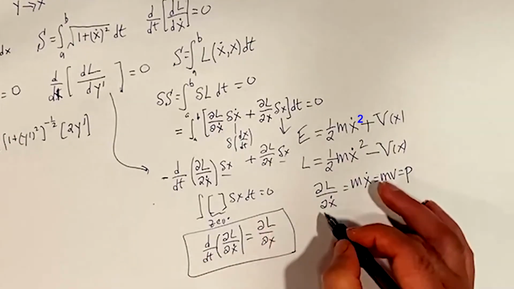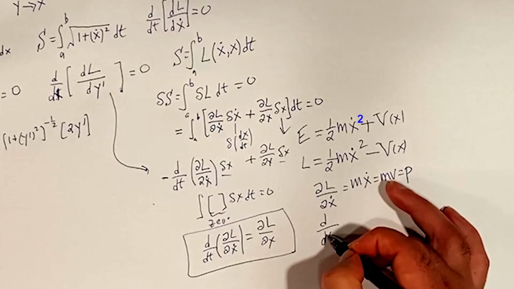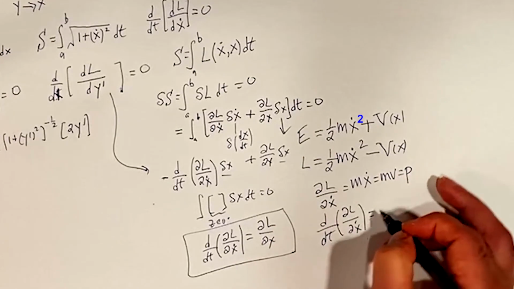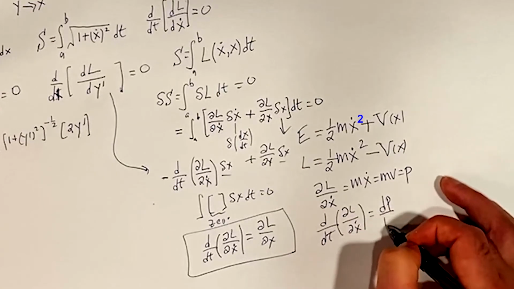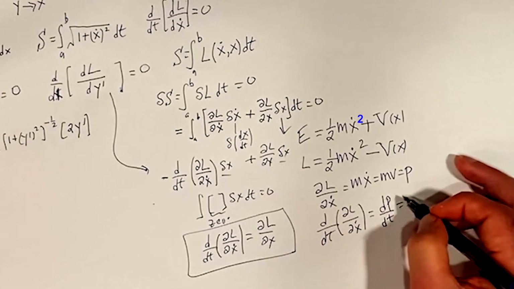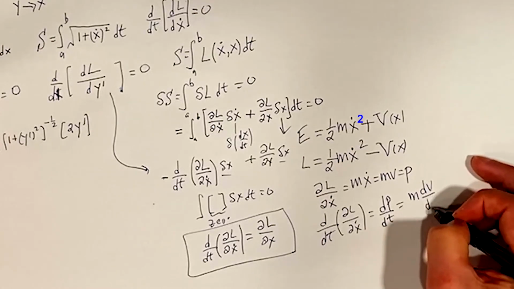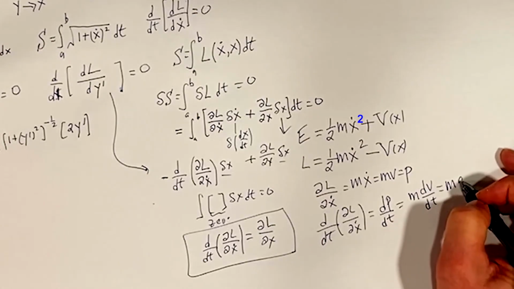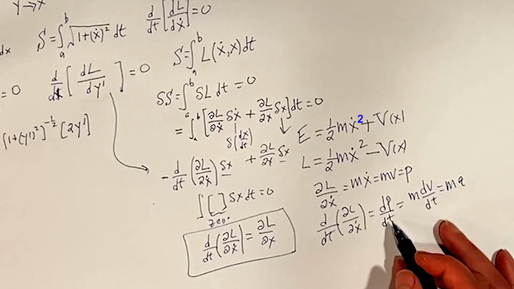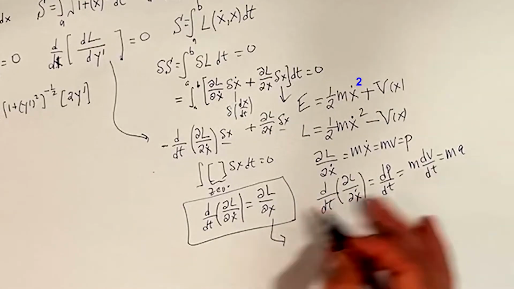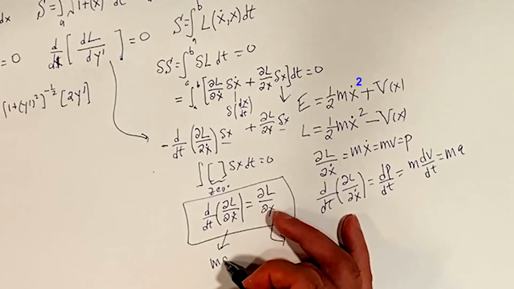And then if you take the derivative on this thing, you get the derivative of the momentum with respect to time. And if the mass is constant, no rocket problems, then you have the derivative of v with respect to time. You have ma, mass times acceleration. But what is this on the other side of the equation? Because you have ma on this side, and what is this?